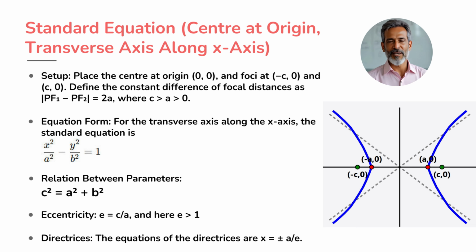The eccentricity, which measures how stretched the curve is, is given by e equals c by a. And since c is greater than a, e is always greater than 1. So remember, the ellipse was shy with e less than 1. The parabola was perfectly balanced with e equal to 1. But the hyperbola? The overachiever, always e greater than 1.